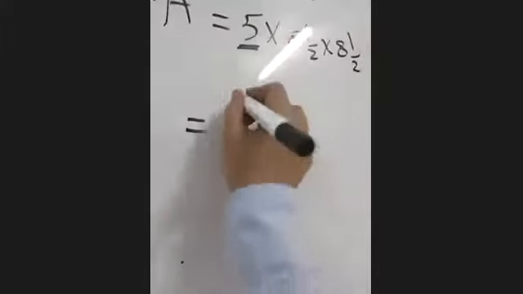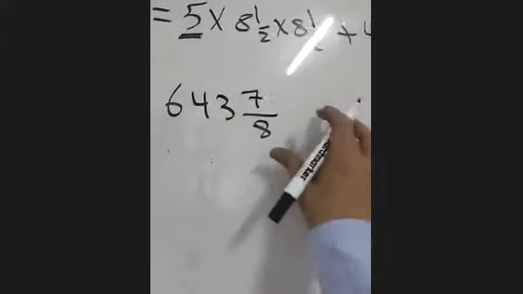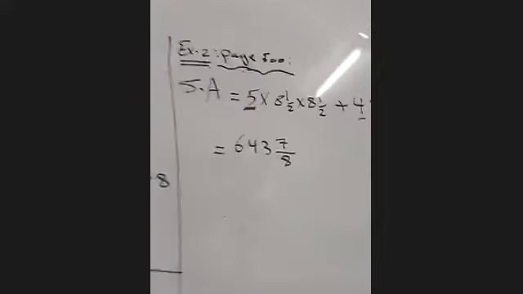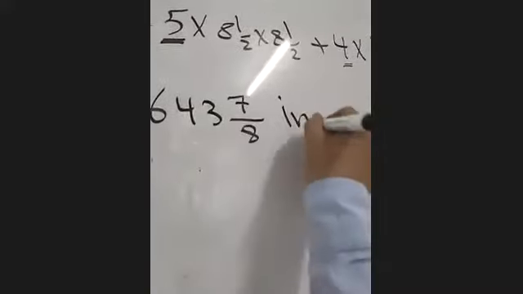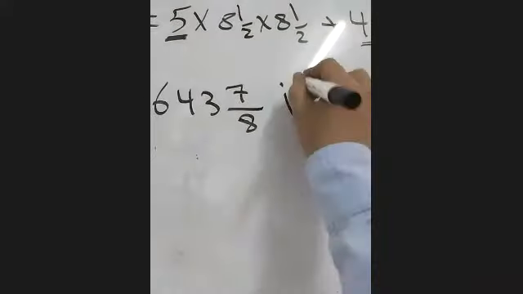The answer will be, guys, 643 and 7 over 8. What's the unit used in the graph? Inch. Inch what? Inch power 2. Why power 2?